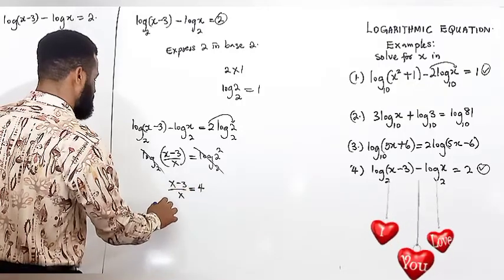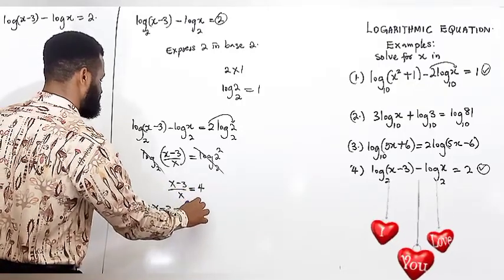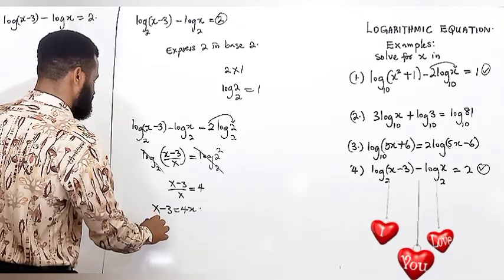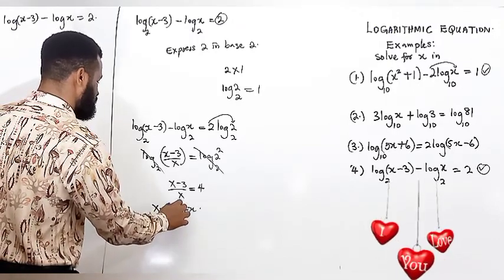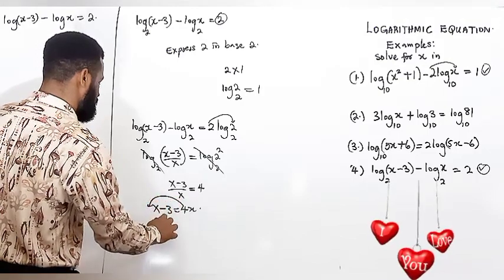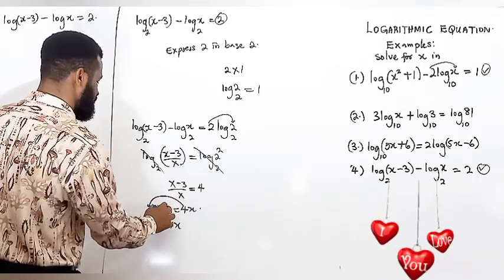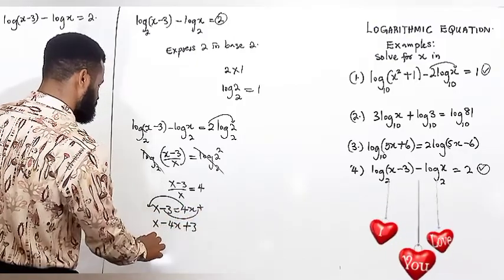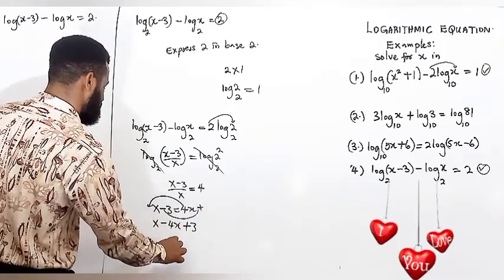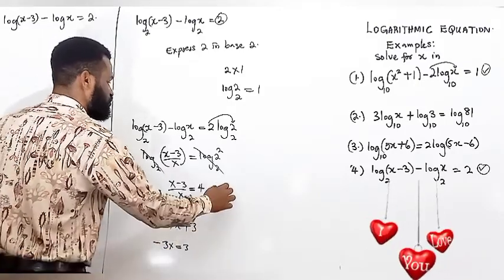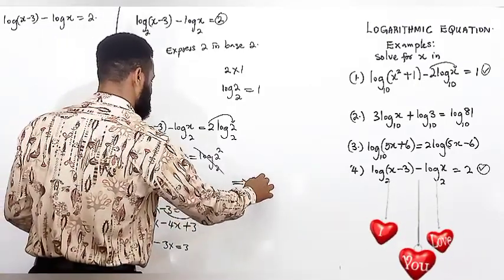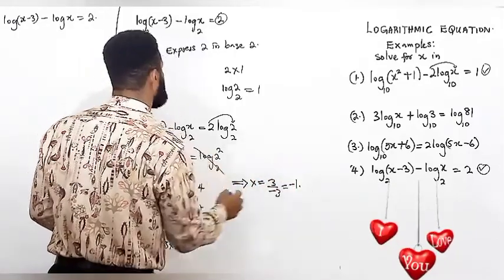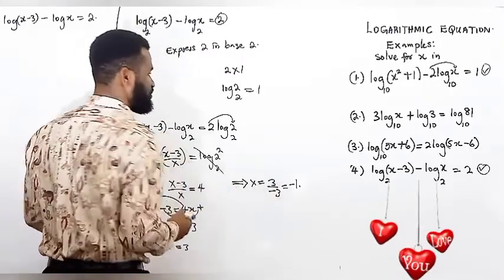Such that I have x minus 3 is equal to 4x. Then we have that this 4x is coming this side to become minus 4x. Then this 3 is coming here to become plus. So I have plus 3. So this is minus 3x is equal to 3, such that x is equal to 3 divided by minus 3, which is equal to minus 1. Therefore, x is minus 1.